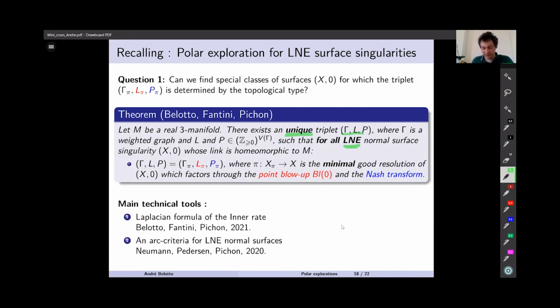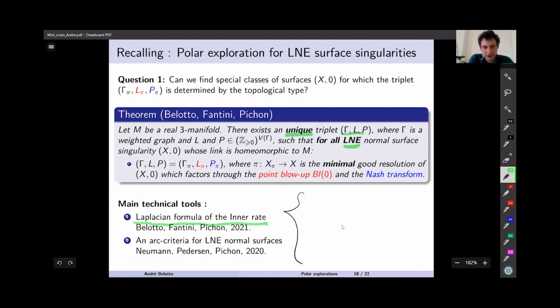And the way that we prove it, well, there are 2 main technical tools here. One of them is an R criterion for Lipschitz Normally Embedded normal surfaces coming from a work of Norman, Pedersen, and Pichon. So of course we expect to have techniques which are special to LNE, to the class of singularity we are interested in. But there's another point here, which is the Laplacian formula. And this is what I want to talk a little bit about.